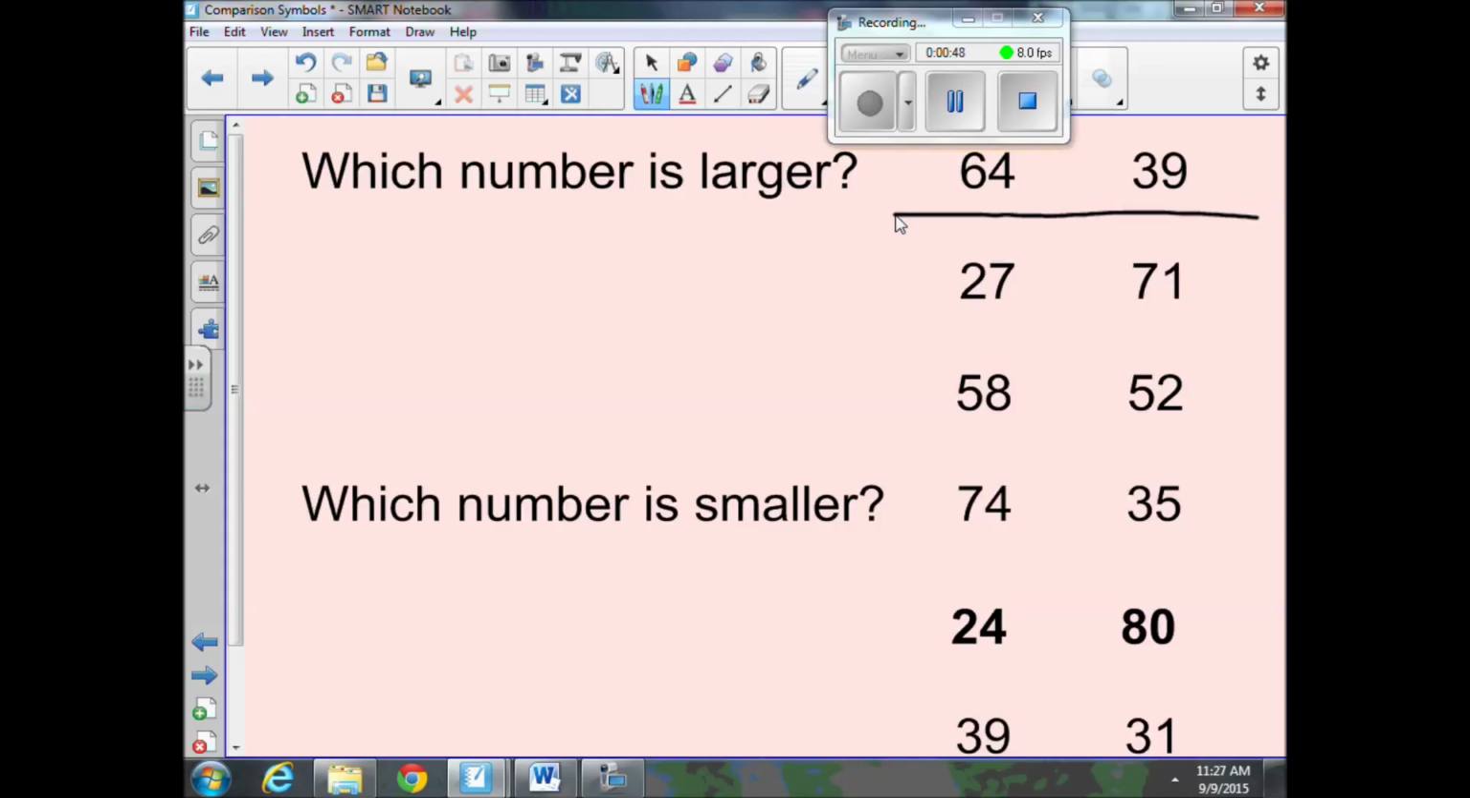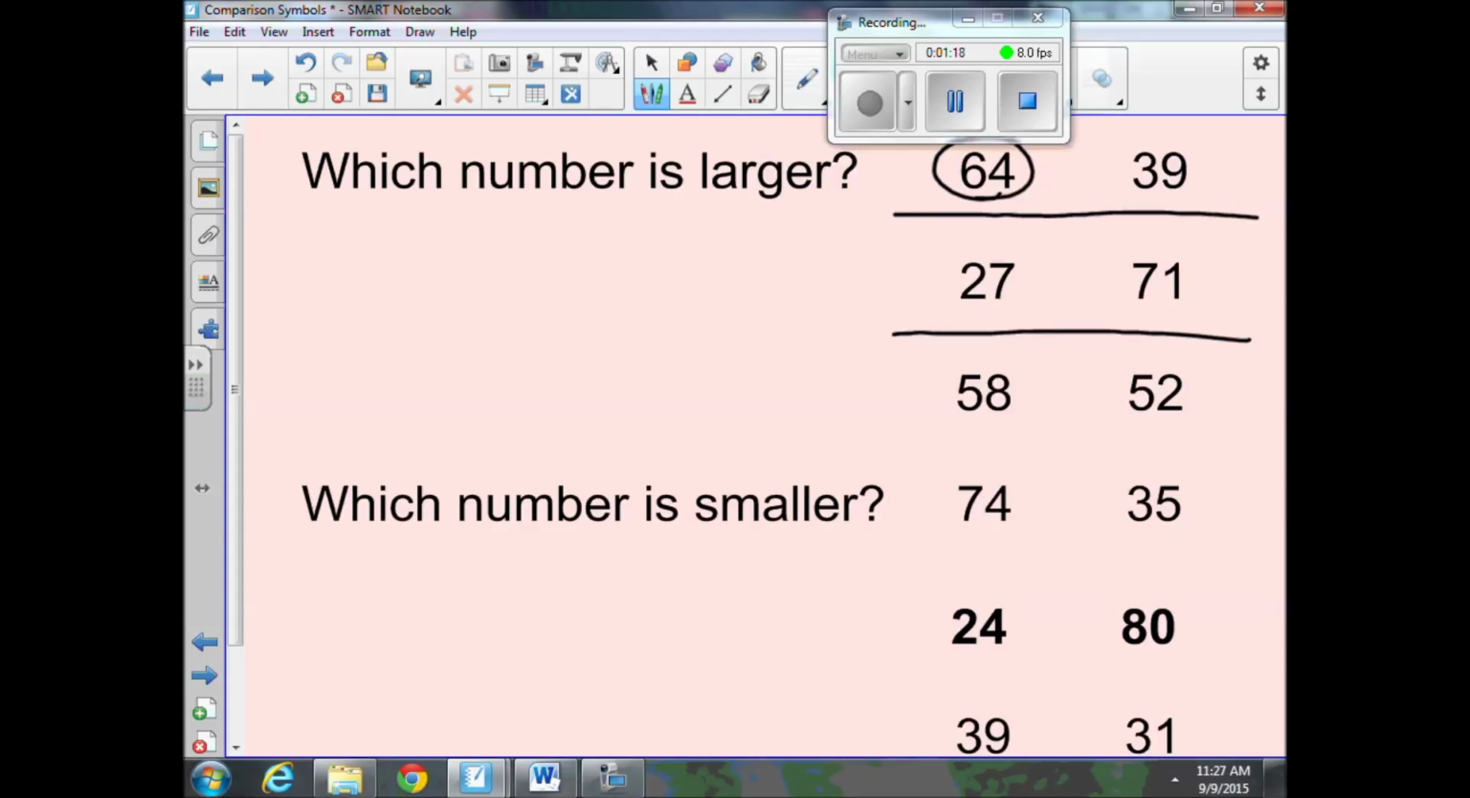When I look at 64, I know that in 64 I have 6 tens. Over in 39 I only have 3 tens. And I know that 6 tens are larger than 3 tens, so I can figure out that the number 64 is larger than 39, correct? Yes. Okay.